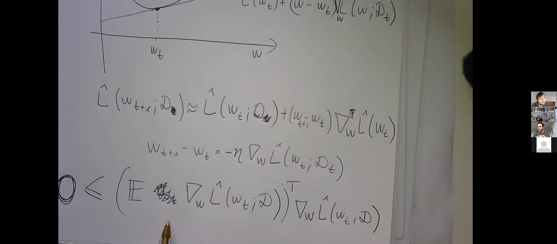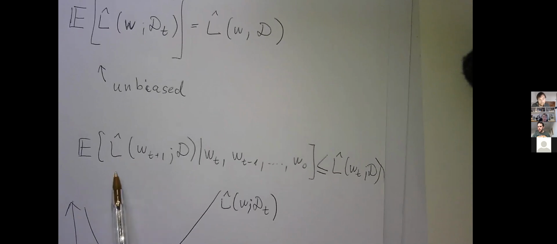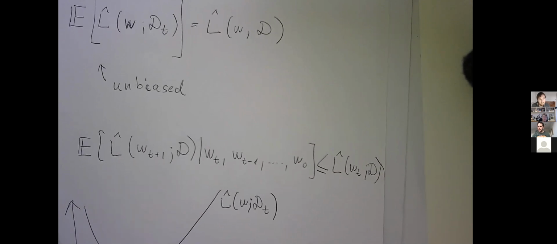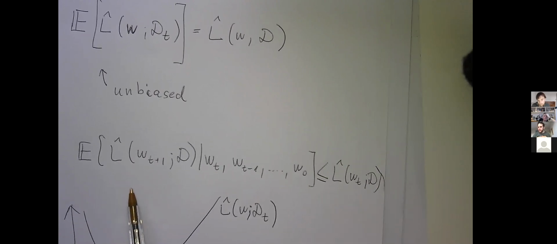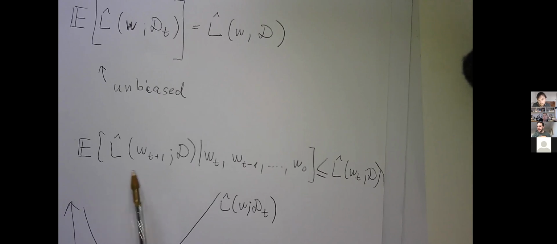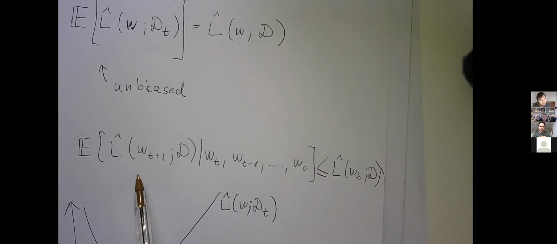And because we could lower bound this by 0, we could essentially ensure that in expectation, the empirical loss of the iterates is expected to go down. It doesn't mean that it always goes down. Sometimes it can increase, but the expected value of the loss of the next iterate is always lower than the loss of the current iterate.